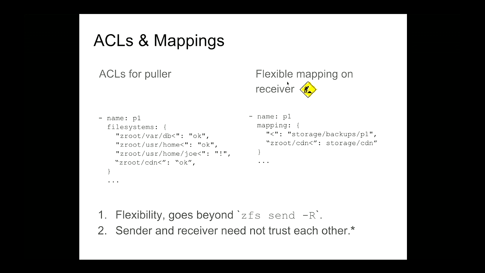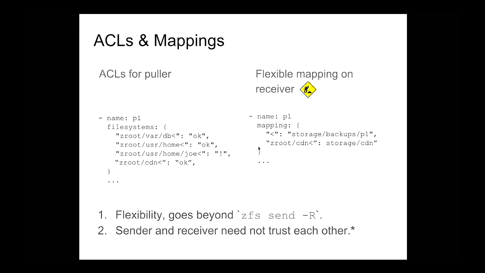On the pulling side, the side that is the backup server in our example, we then have a mapping that specifies where file systems from the other side should go. In this case, we will use this wildcard here to default everything to map under storage/backups/p1. So in the end, for example, 0/var/db will be under storage/backups/p1/0/var/db.